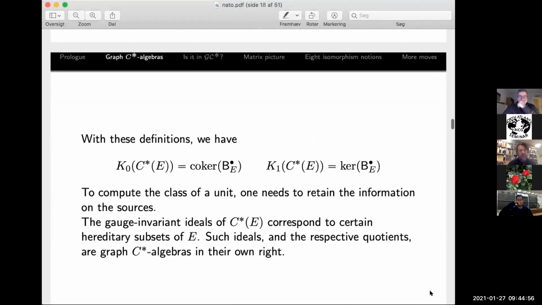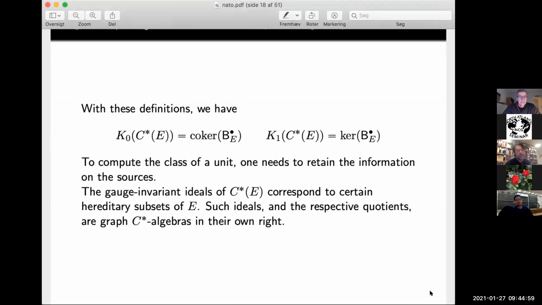And then the theorem says, and these are classical results, that K0 and K1 are the cokernel and kernel of these matrices. The little dot is supposed to remind you that this is the regular part of the adjacency matrix. Of course, if you have an infinite emitter, you would have to worry about the cokernel of something with infinite multiplicity. We're just going to delete it, so it's not going to play a role. And to compute the class of the unit, you have to keep track of the information that lives on the sources. Sometimes you would rather not do that because you're trying to do stable isomorphism; sometimes you want to keep this information. I'll come back to that in a second.